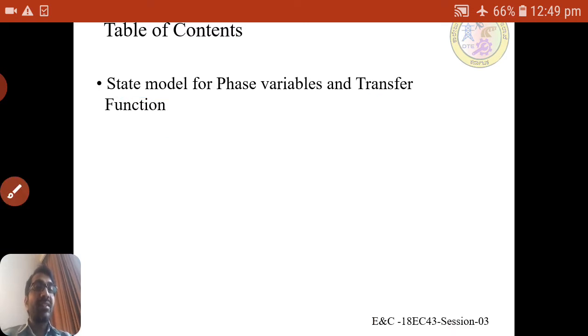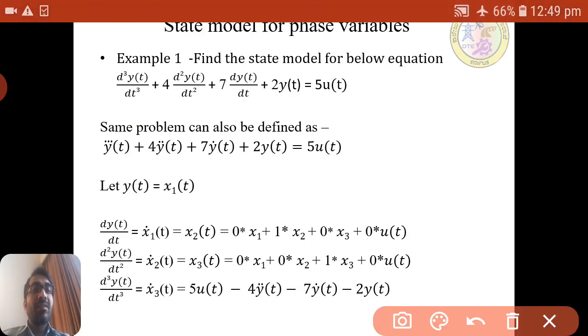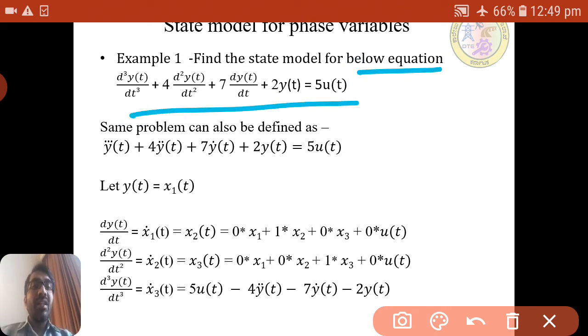Let us consider an example. Example 1: find the state model for the equation d cube y(t) by dt cube plus 4 d square y(t) by dt square plus 7 dy(t) by dt plus 2 y(t) is equal to 5 u(t).